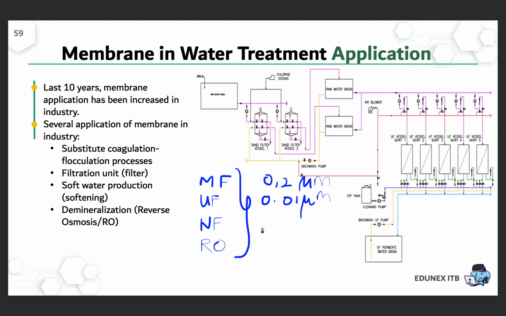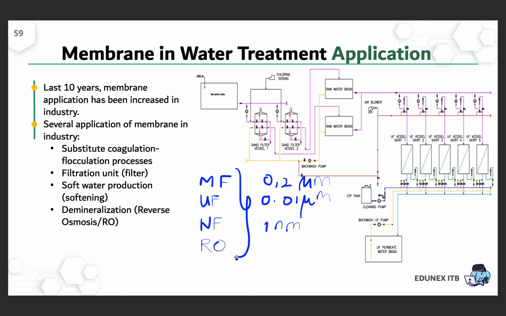The third one is nanofiltration. It is nano, so the pore size is in the nano range, like 1 nanometer. It can be used to separate other things that are bigger than 1 nanometer.